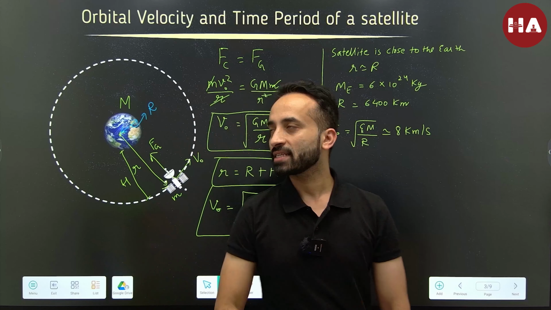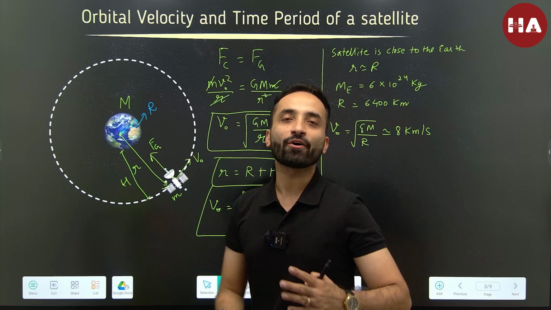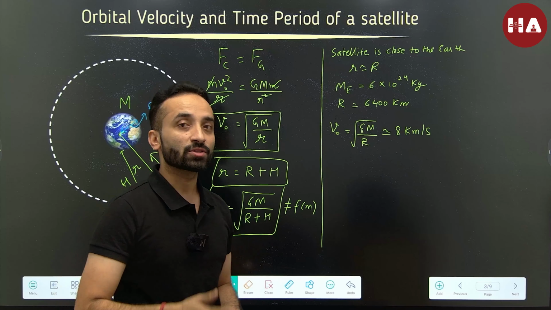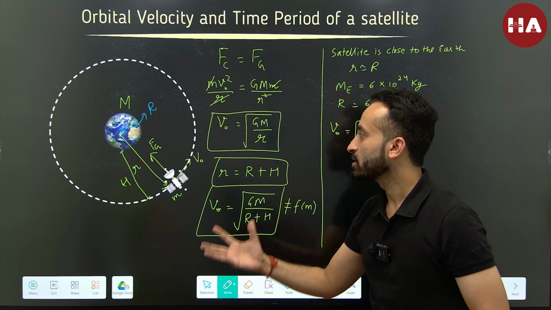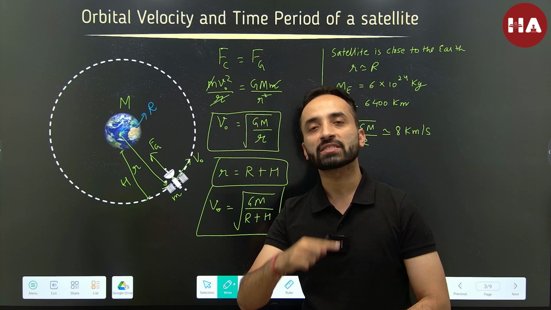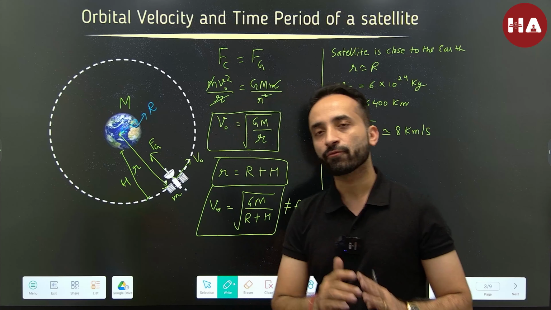So the satellites that are very close to the Earth will be revolving at a speed of 8 kilometers per second around the Earth. That is how fast they should be moving, so that Earth's pull is still unable to pull them towards the surface and is only able to provide the necessary centripetal force.